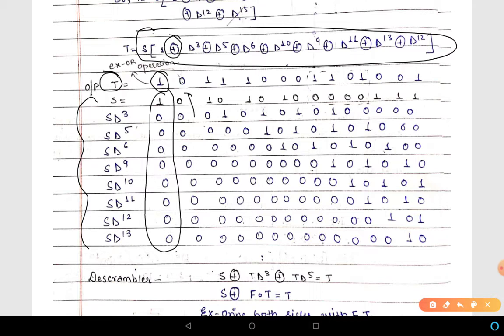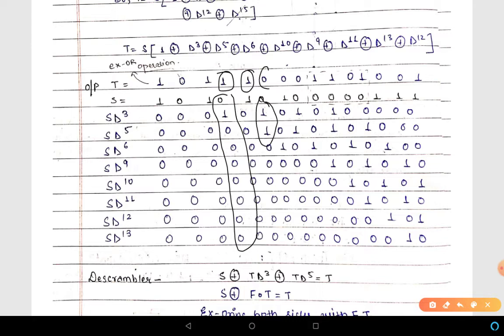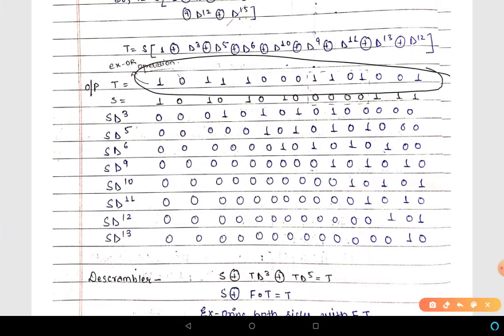Number of ones here is 0, that is 0. Number of ones is 1 here in this particular column. Similarly, in this case, number of 1s is 1, that is why t is 1. Here also 1. In this case, number of 1s is 2, that is why t is 0, and so on. So what is this? This is the output of the Scrambler.